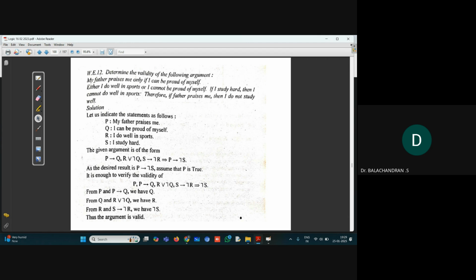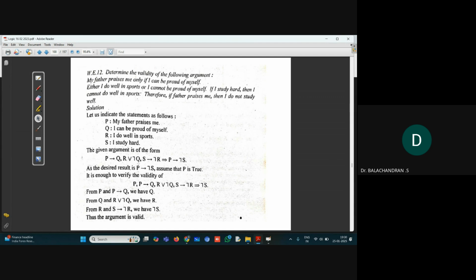The given argument. First, my father praises me only if I can be proud of myself. So P implies Q. Next, either I do well in sports, which is R, and then OR, that's why R or. Okay, I cannot be proud of myself means negation Q.